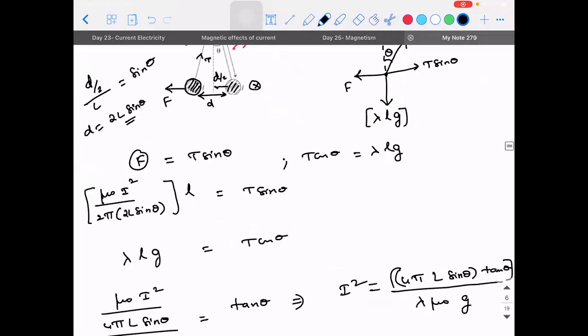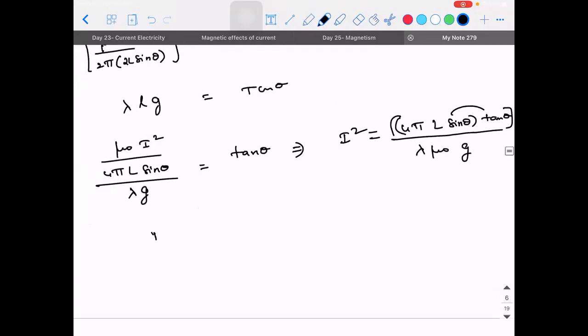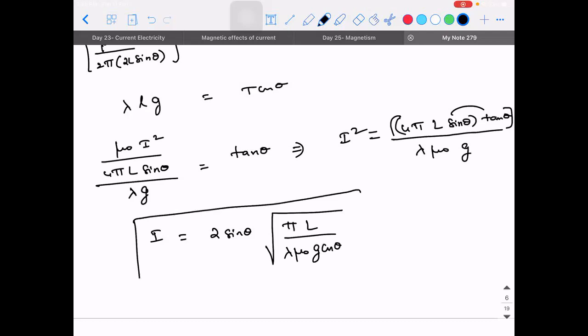So what we can do is, see, sine theta into tan theta is nothing but sine square theta divided by cos theta. So I will be the square root of that value. So square root of 4 is 2. 2 sine theta into under root of pi L divided by lambda into mu naught into g cos theta. This should be the expression.